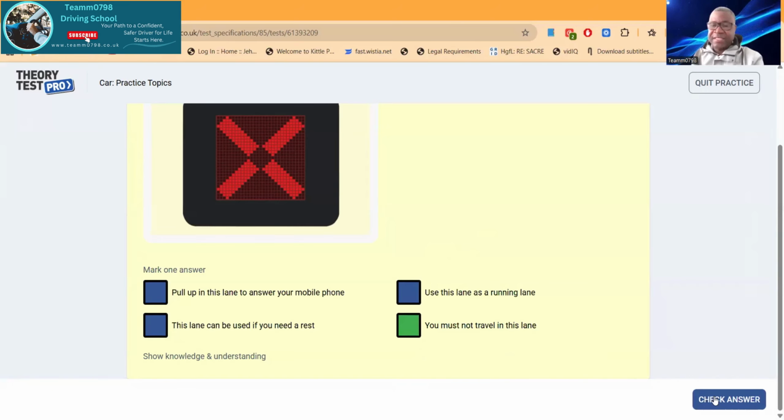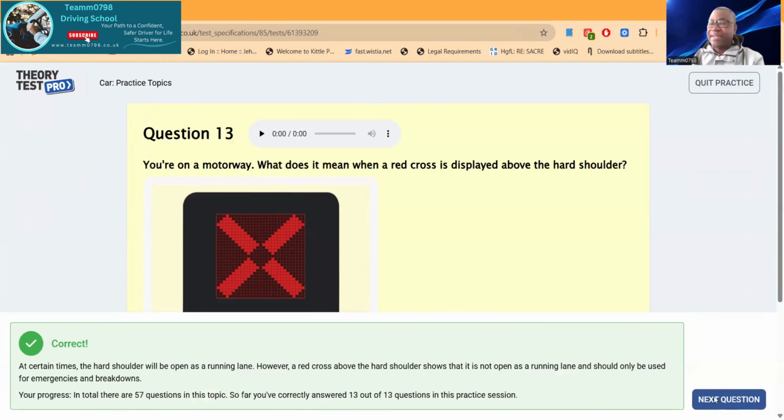So X, so it's now an emergency lane only. Okay, so when you are in an emergency, you can use it to call for help, but you must not travel in this lane. It is not a running lane.